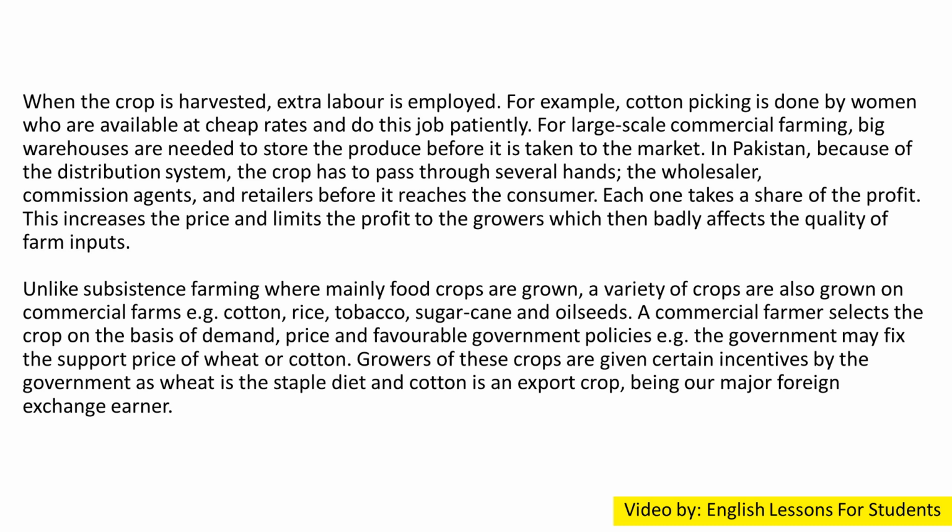Unlike subsistence farming, where mainly food crops are grown, a variety of crops are also grown on commercial farms. For example, cotton, rice, tobacco, sugarcane, and oilseeds. A commercial farmer selects the crop on the basis of demand, price, and favorable government policies. For example, the government may fix the support price of wheat or cotton. Growers of these crops are given certain incentives by the government as wheat is the staple diet and cotton is an export crop, being our major foreign exchange earner.